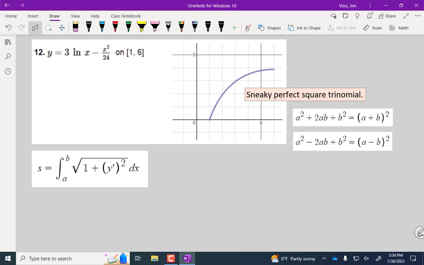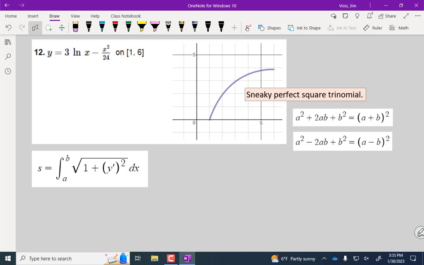First off, these are our 2 perfect square trinomials. That turns into a plus b quantity squared, and that one turns into a minus b quantity squared. Those are the two perfect squares, the two that you know. Notice, if you look at these two left sides, the only difference is the sign in the middle. That's the only thing that's different between those two. It's just a sign.